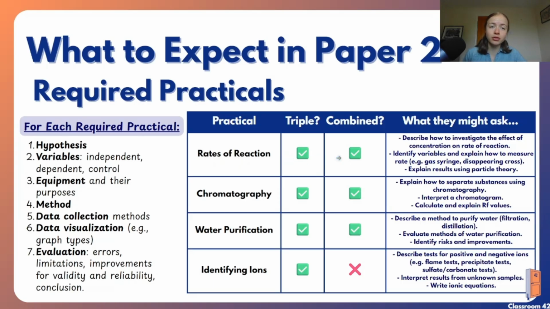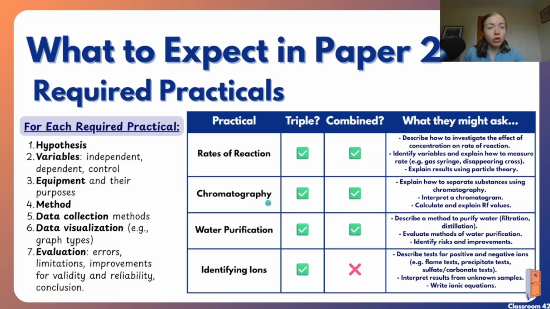So you all have done this practical, and they could ask you to describe how to investigate the effect of concentration on the rate of reaction, which is linked to the subject content. They could also ask you to identify the variables and explain how you can use those to measure the rate. So you need to know maybe how a gas syringe would be used, and the relevance of the disappearing cross and timing that point when it disappears, and then also be able to explain your result using particle theory. So that's linking it to the subject content and showing that you can really apply your chemistry knowledge.